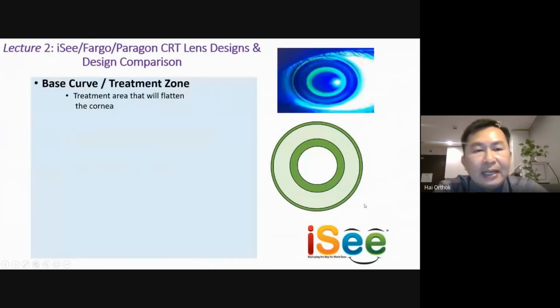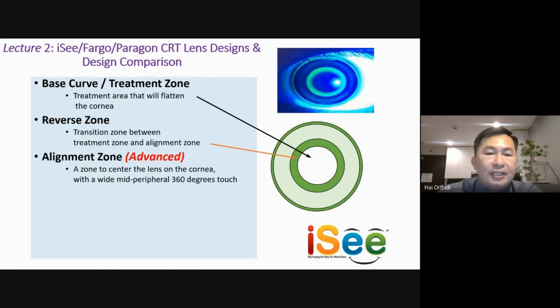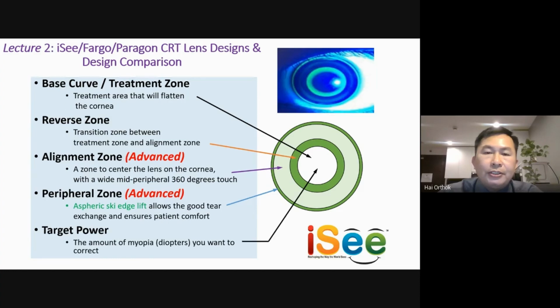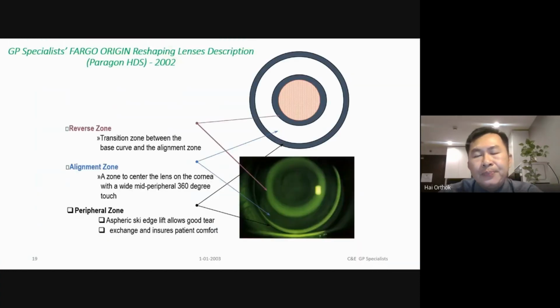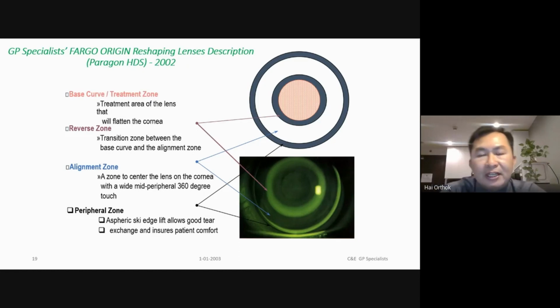Secondly, the second lecture might catch your attention. I will share the difference between the designs of IC, Firewall, Paragon CRT, and all the designs. So I will skip this information to go into the original Firewall design in 2002. In 2002, we had the Ortho-K design as Firewall, and many other designs are very simple. It most likely has 4 portions: the base curve, the reverse zone, the alignment curve, and the peripheral zone.